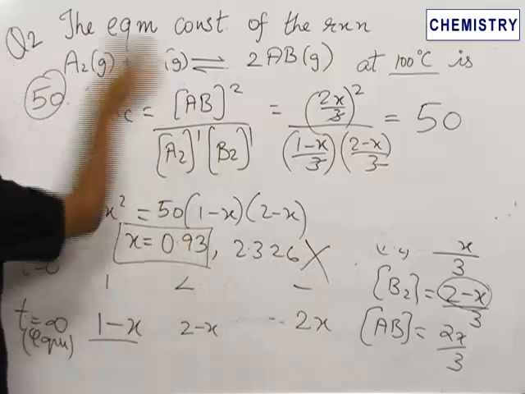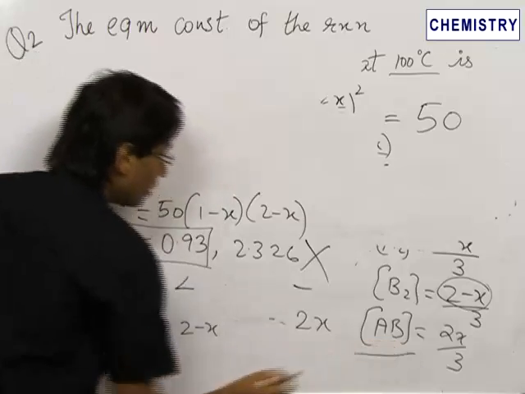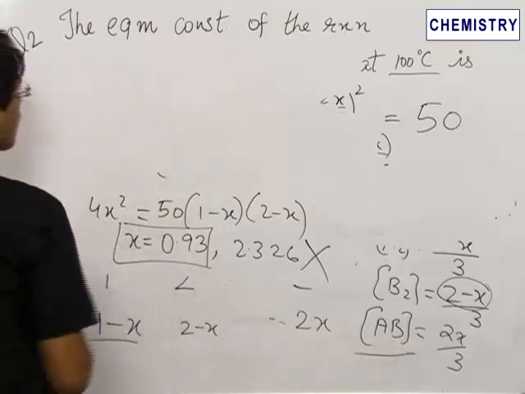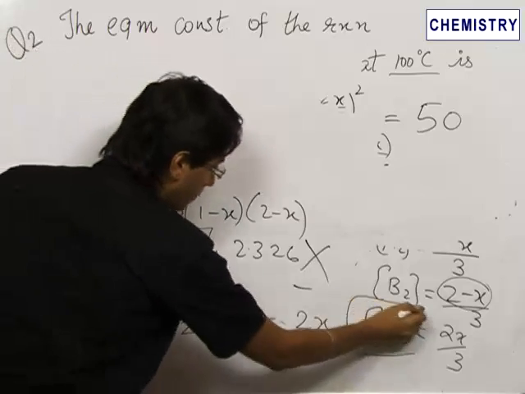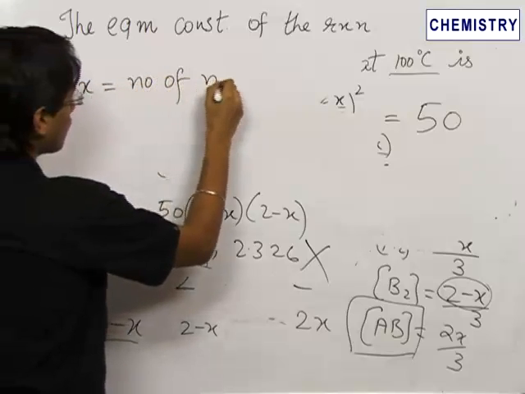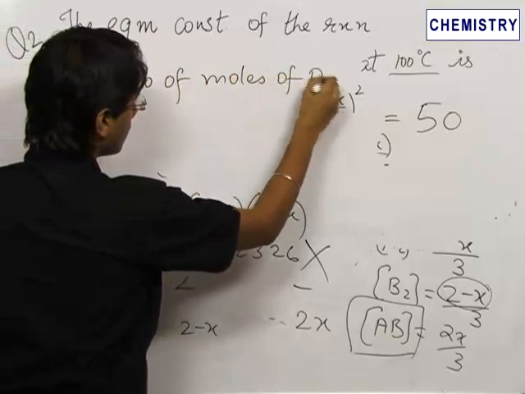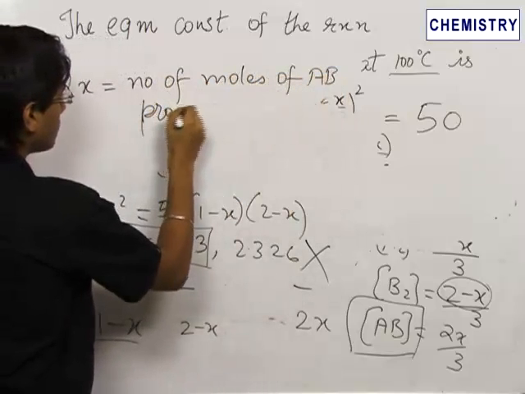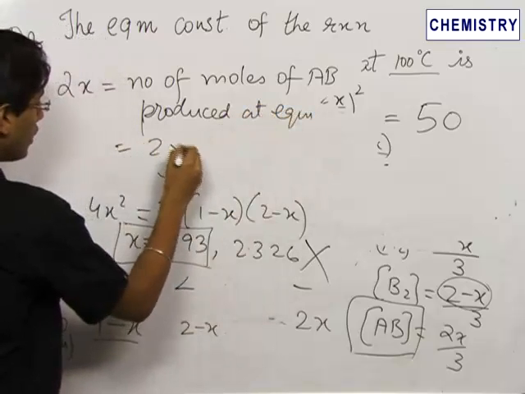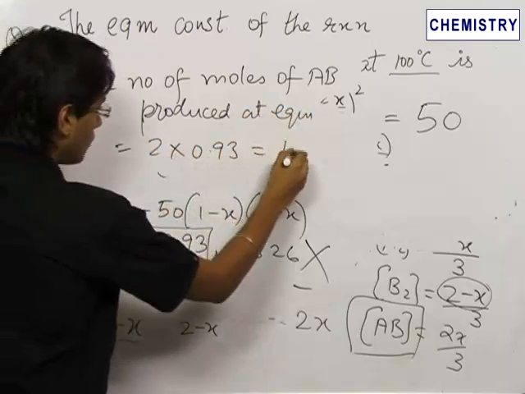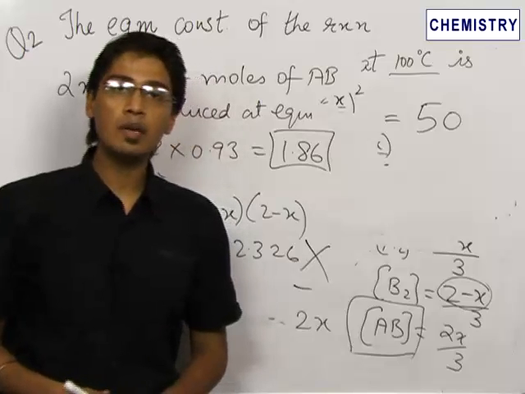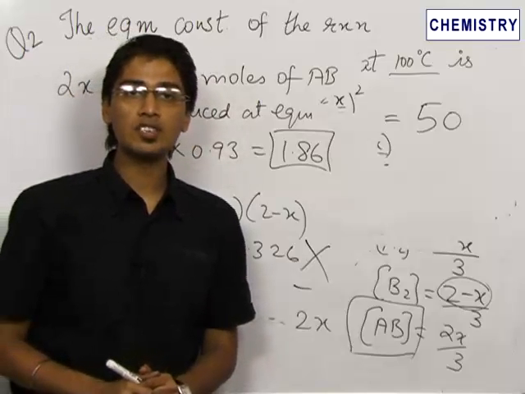Now we needed to find out the equilibrium concentration of AB, which is equal to 2x by 3, or the number of moles of AB produced at equilibrium, which is equal to 2x. 2x is equal to number of moles of AB produced at equilibrium. This is equal to 2 into 0.93, which is equal to 1.86. Hence the number of moles of AB produced at equilibrium is equal to 1.86, which is our final answer.